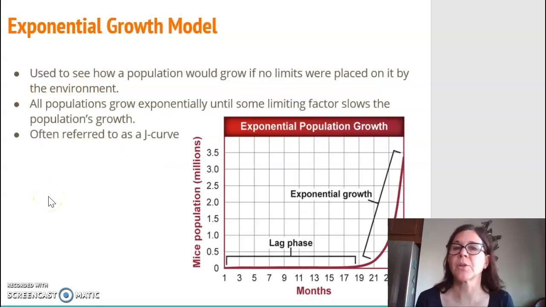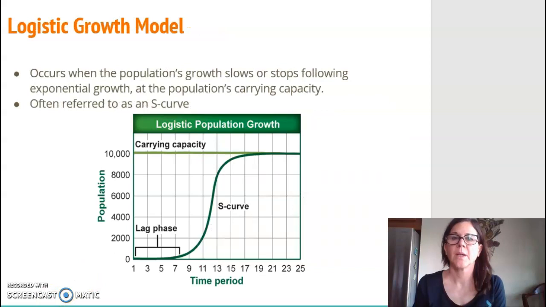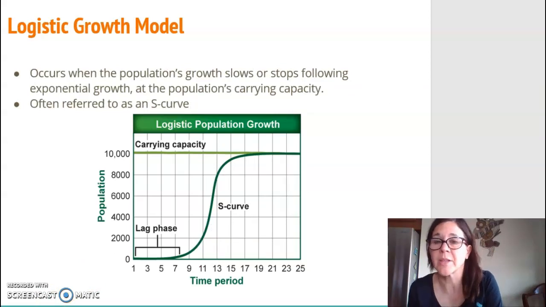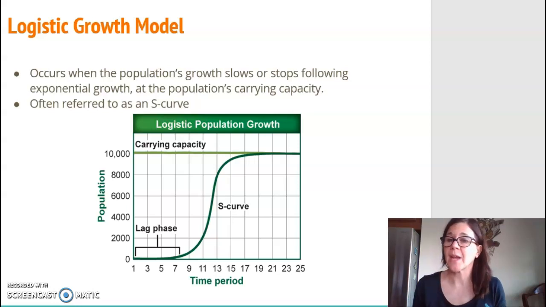This type of population growth, exponential growth, is not realistic. It looks like a J letter. You have a lag phase and an exponential growth phase. It represents growth without limiting factors. The logistic growth model shows growth with limiting factors, so it is realistic, and it is shown with an S curve.